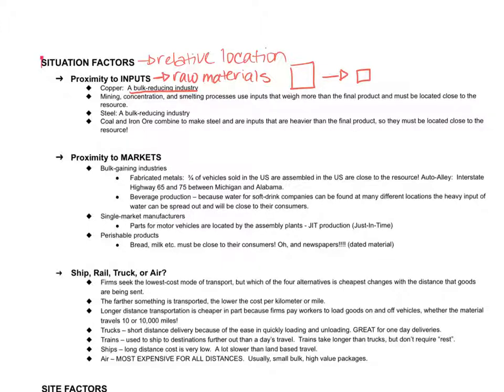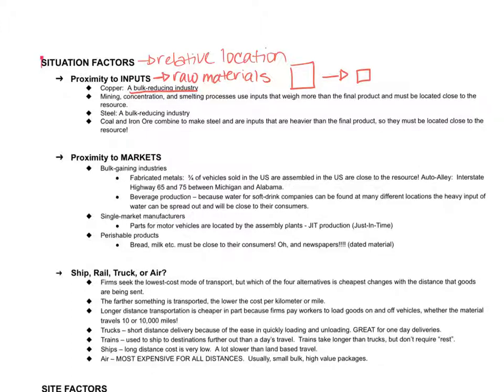So let's think about why we would care about that. If you're transporting something big and bulky, what kind of cost are you looking at? Yes, it's high cost, because remember, they charge you by how much something weighs. So if it's bulk reducing, it's big when it starts out. You want to be closer to it so that your transportation costs are not going to be as big.